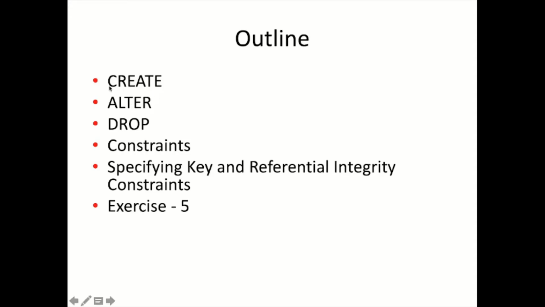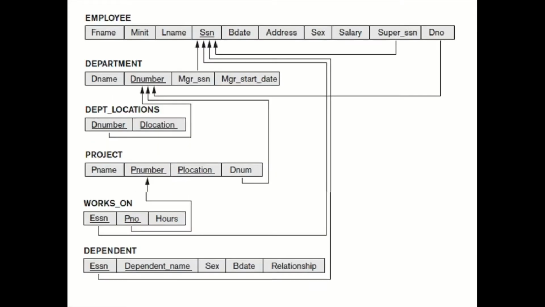In this lecture, we'll see how to use the create command, alter command, and drop command, then how to specify constraints. Also we'll see how to specify key and referential integrity constraints that we have already seen in the previous lecture. And we are going to do exercises in this. This is the database that we'll be using, and we'll try to create it using DDL, data definition language commands. We have all these tables, or we call them relations.